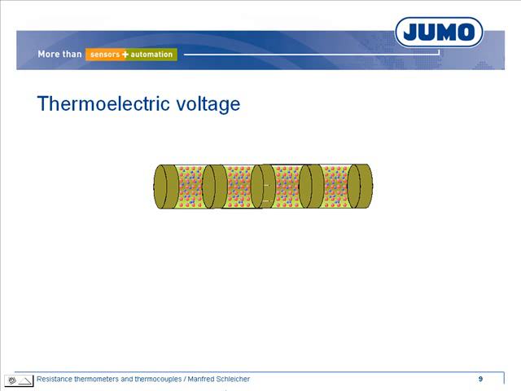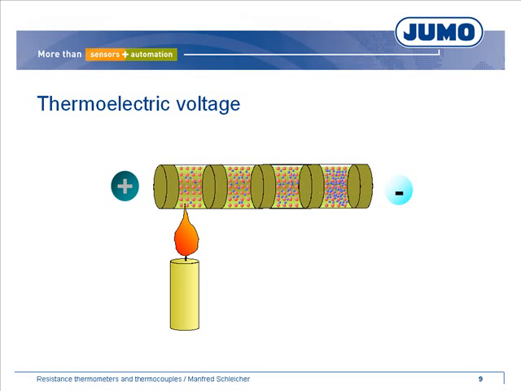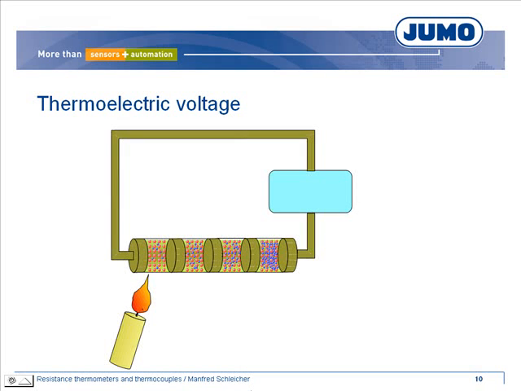Due to one-sided heating of a wire, the free electrons in this area move faster. They move towards the colder wire end. The electron density in the warm wire end becomes lower. The electron density in the cold wire end rises. This results in a negative electric charge emphasis at the cold wire end and a positive electric charge emphasis at the warm wire end.